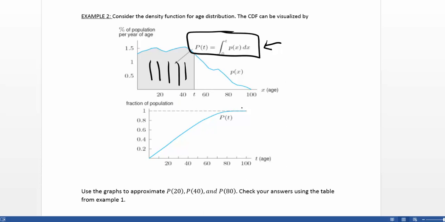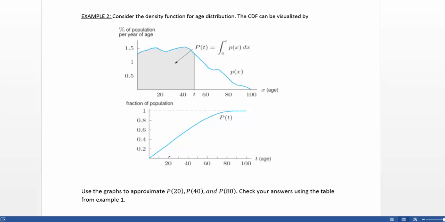So we're going to look at each of these two pictures, these graphs, and figure out how we can determine this information. Then we can check our answers from the table in example 1, since that gives us more accurate information to make sure that we're doing our process right. So we're going to start by trying to approximate P of 20. That's the fraction of the population who's 20 years old or less.